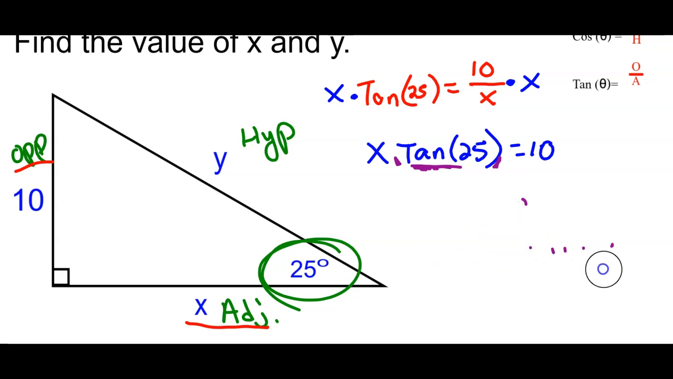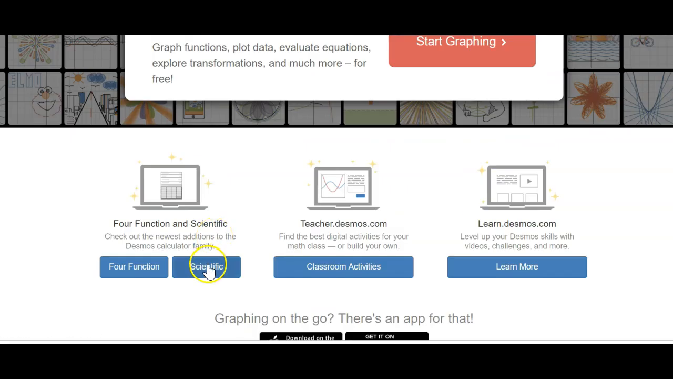I've got x times the tan of 25. And so I'm just going to divide both sides by tan of 25. And I get 10 divided by tan of 25. And that's what I punch in my calculator. So let's pull up a calculator. So I'm over at desmos.com.